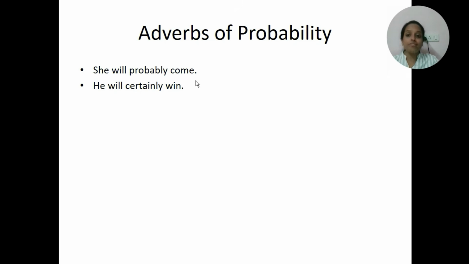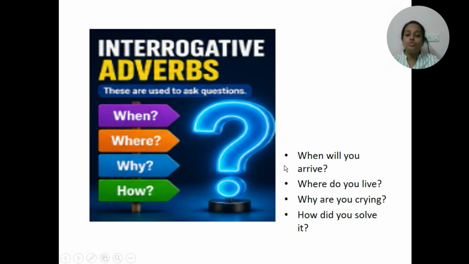Okay? And we do have interrogative adverbs. So these are used to ask questions. When will you arrive? The interrogative adverb is when because it asks about time. Where do you live? Again, the interrogative adverb is where because it asks about place. Why are you crying? The interrogative adverb is why because it asks for a reason. How did you solve it? The interrogative adverb is how because it asks about the manner.